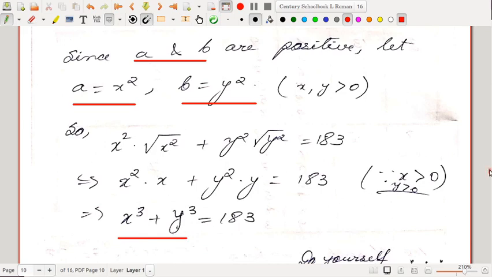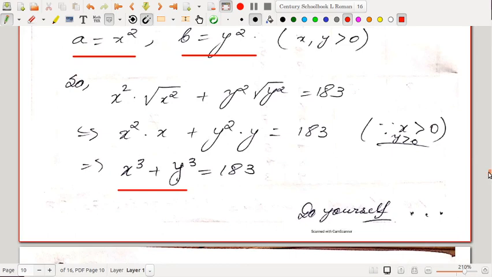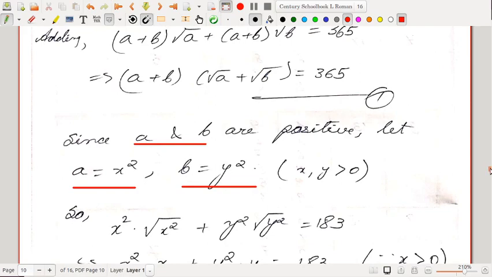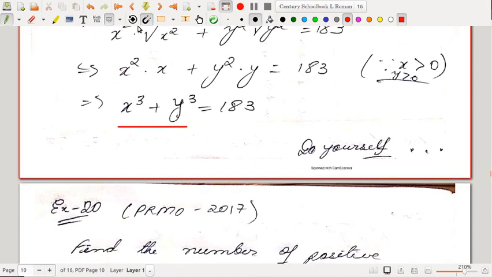So we get x cube plus y cube is 183. Put it in the second equation and get some other relation between x and y. You will get something like x square y plus x y square equal to 182, and then try to use those two to find the value of x plus y. This also I give you as homework. Try to do it yourself. We will discuss in the next video. It's not that difficult, it's quite simple. I think the value comes out to be 73. Please try to do it yourself; the value should be 73.